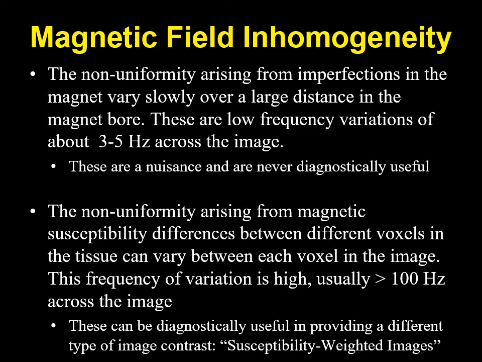However, the non-uniformity arising from magnetic susceptibility effects between different voxels in the tissue can vary between each voxel in the image. This frequency of variation is relatively high, usually in the range of 100 Hertz across the field of view. This high frequency information can be diagnostically useful in providing a different type of image contrast. And that image contrast is part of the susceptibility weighted images, usually in the phase component part of the susceptibility weighted images.